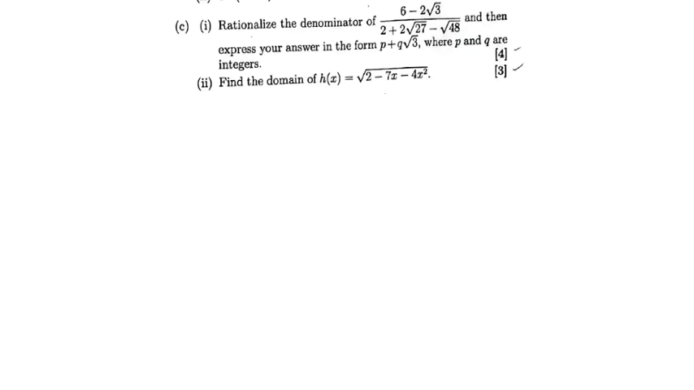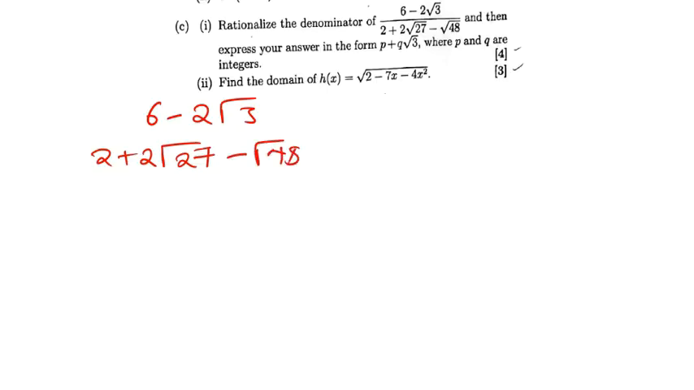Rationalize the denominator of (6 minus 2 root 3) divided by (2 plus root 27 minus root 48). Rationalizing the denominator implies that we shouldn't have a square root, or a surd in other terms, in the denominator. So what do we do? Think of root 27 and root 48, and think of ways in which we can simplify them.